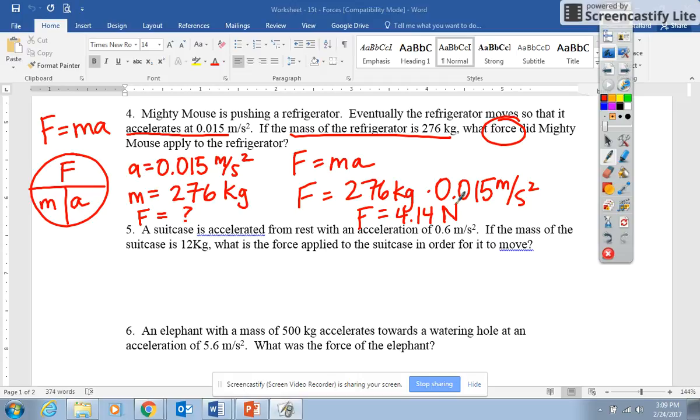Okay, so both of those circle formulas are provided for you. If you need to manipulate them, remember you just cover up what you're looking for. If they're on top of each other, you divide. If they're side by side, you multiply.